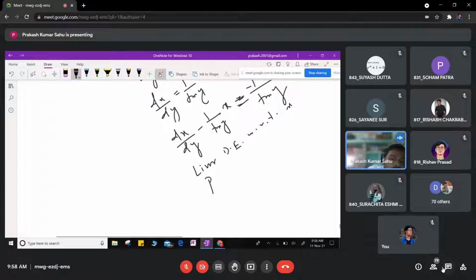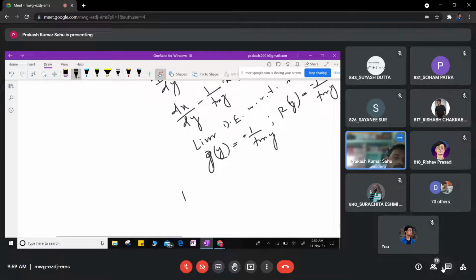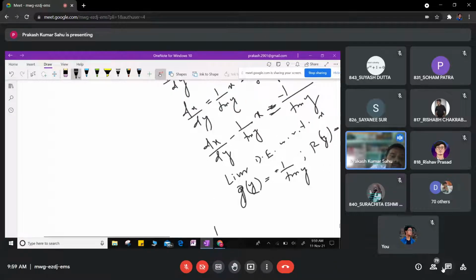So here your g(y) is equal to minus 1 by tan y. And your r(y) is also minus 1 by tan y. So what will be the integrating factor? The integrating factor is equal to e to the power integration of minus 1 by tan y dy, which is equal to how much? 1 by tan y means cot y, so minus cot y.